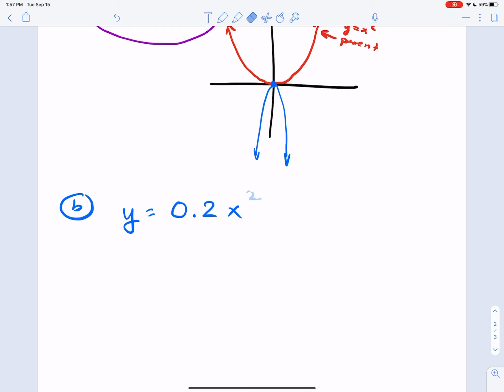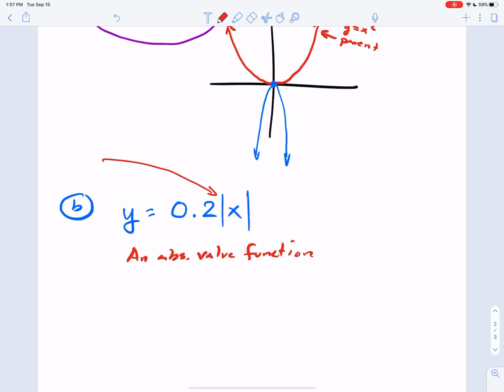Actually, you know what? Let's do 0.2 absolute value of x just so that you guys get a wide range of problems here, okay? So first place to start is what type of picture are you dealing with? We're dealing with the absolute value function. So we know it's going to be a V shape. Now, are there any reflections?